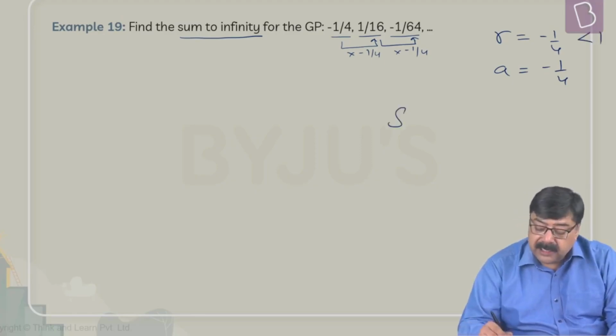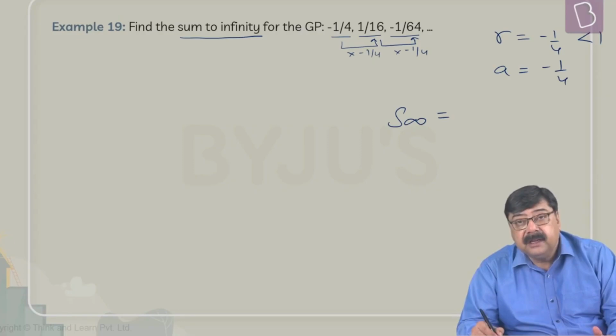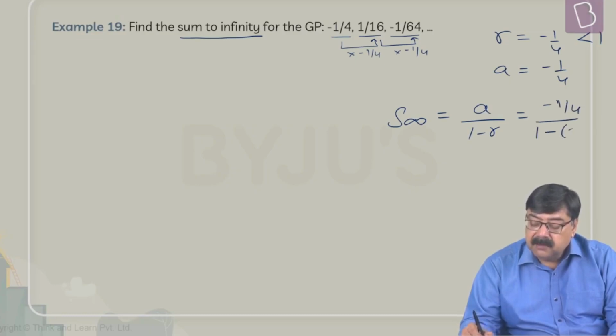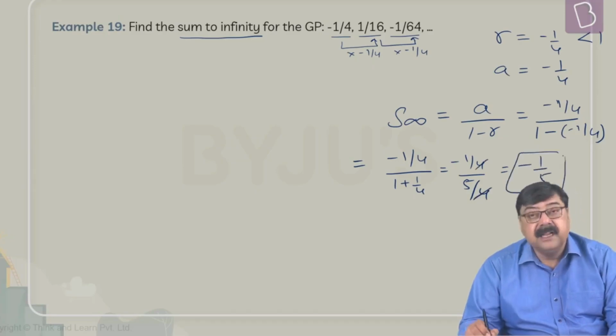So we know that sum to infinity for this GP shall be a by 1 minus r, which is minus 1 by 4 by 1 minus of minus 1 by 4. This shall become minus 1 by 4 by 1 plus 1 by 4, minus 1 by 4 by 5 by 4. 4 cancels. So we should get minus 1 by 5 here as the answer.